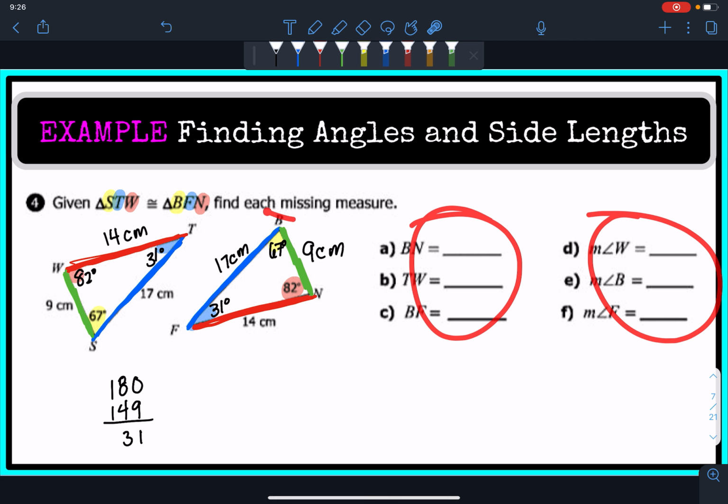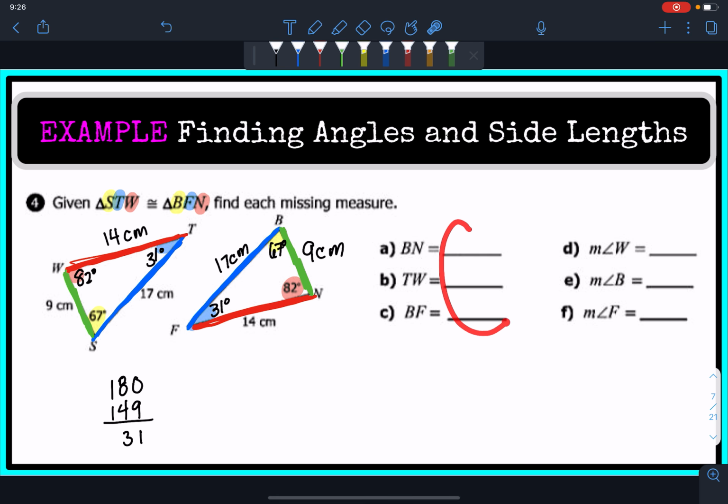Now that I have all of this filled out, I can fill in and find the missing angles and side lengths. So from B to N, as you see, that's over here, that's the one in red. That's 9 centimeters. From T to W, that's equal to 14 centimeters. Again, here it is, T to W. From B to F, that's going to be 17 centimeters.